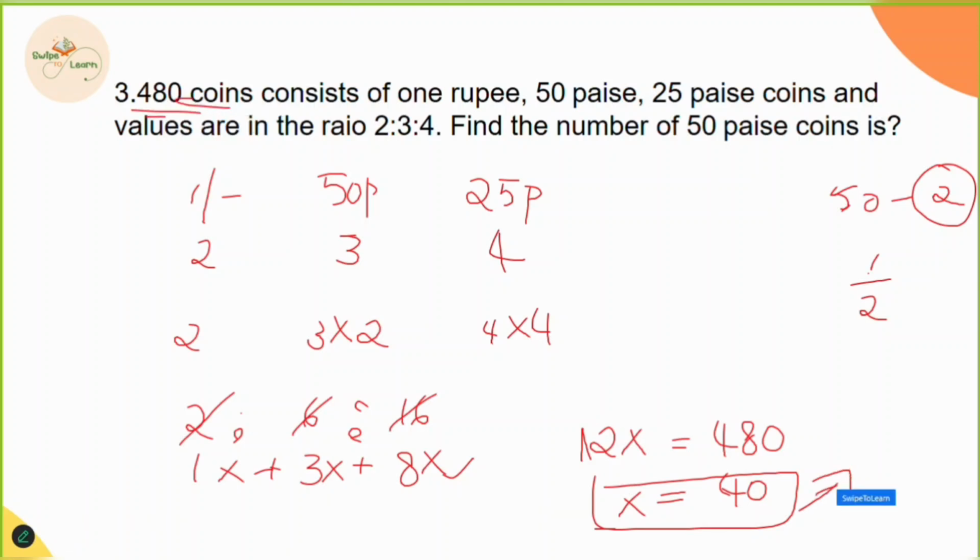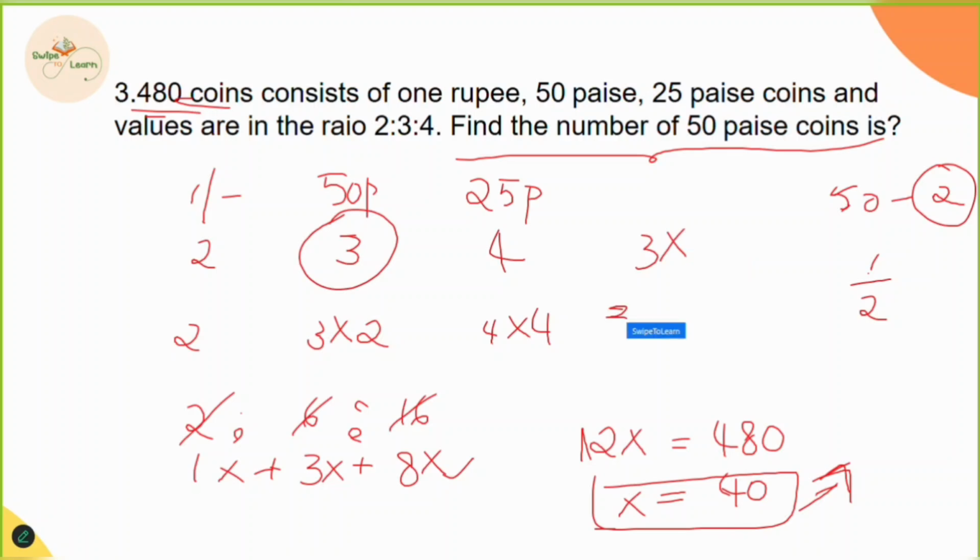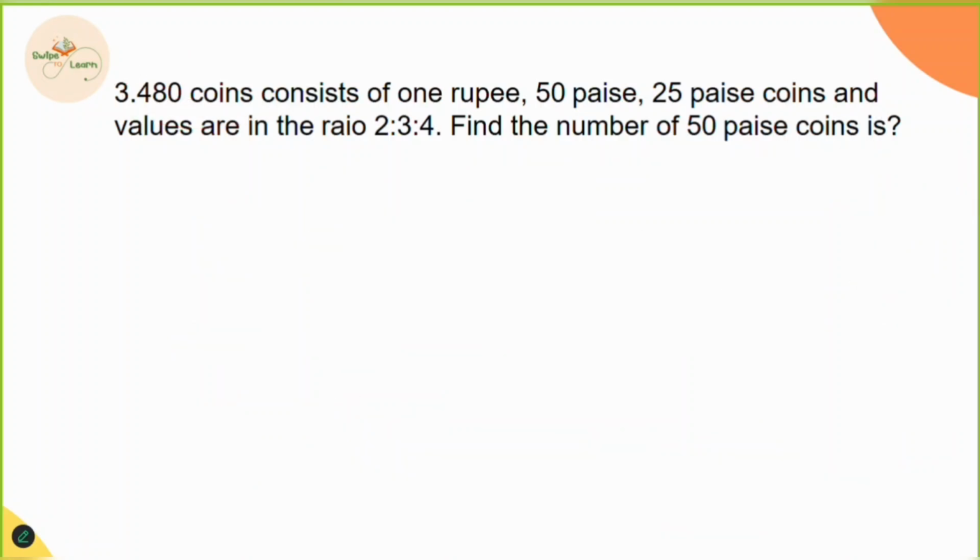This is not a value, this is the total number of coins. So what we need is the number of 50 pice coins. 50 pice coins are in the ratio 3x. So 3 into 40 becomes 120. So a total of 120 50 pice coins are there in the 480 coins. I hope this is understandable.